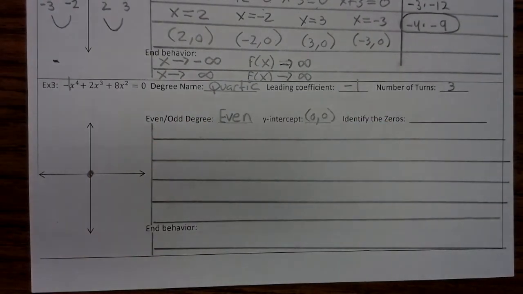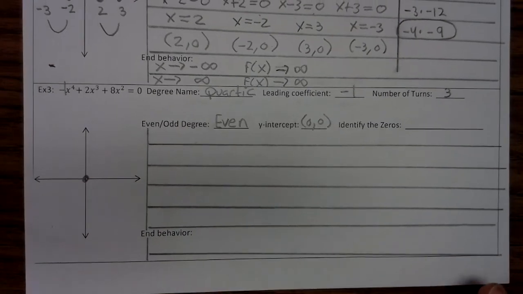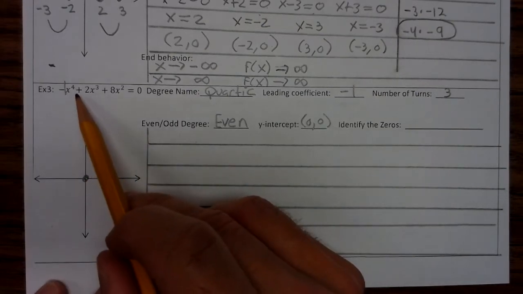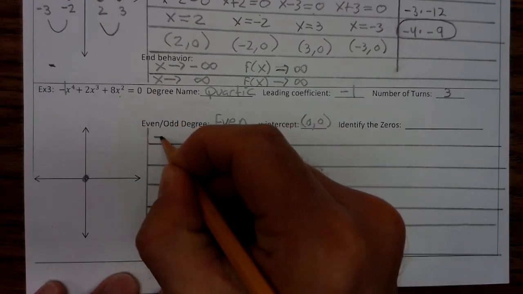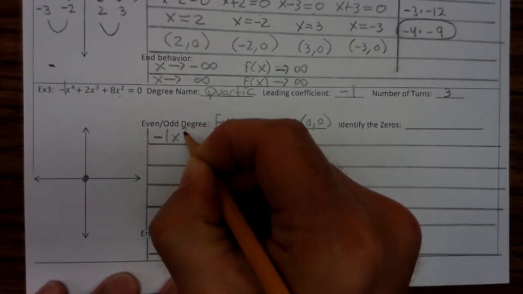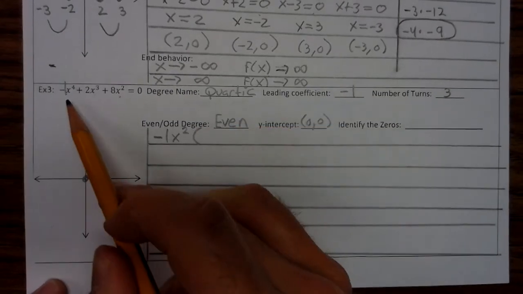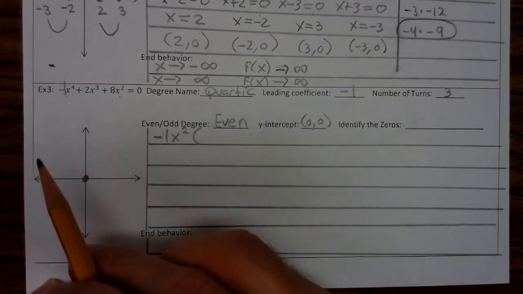All right, so identify the zeros. Method 1, and that's really what we're focusing on, part 1, is factoring. So we're going to factor. Now, it looks like the greatest common factor is negative 1x squared. So we're going to factor out negative 1x squared. And whenever you can, if there's a negative 1.